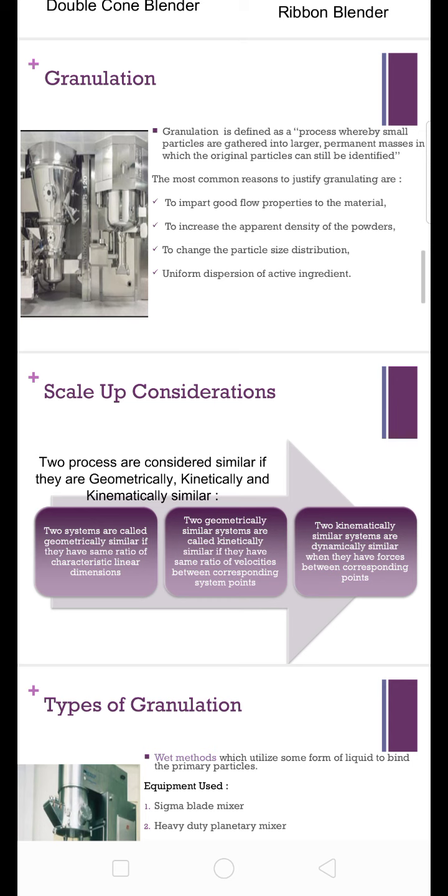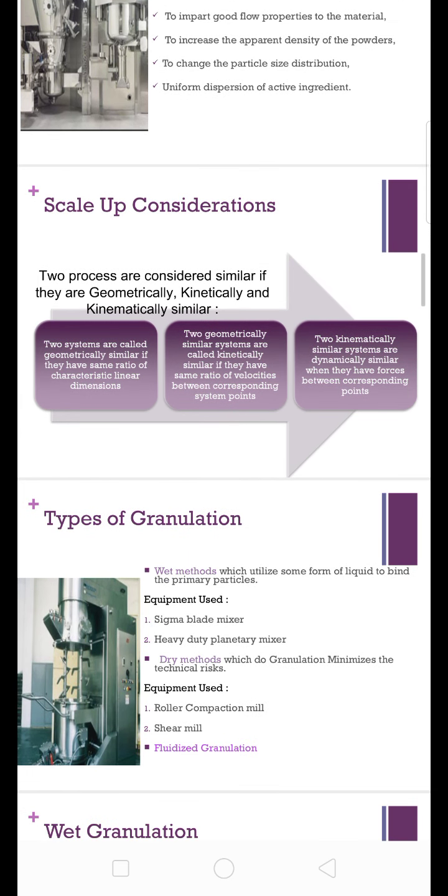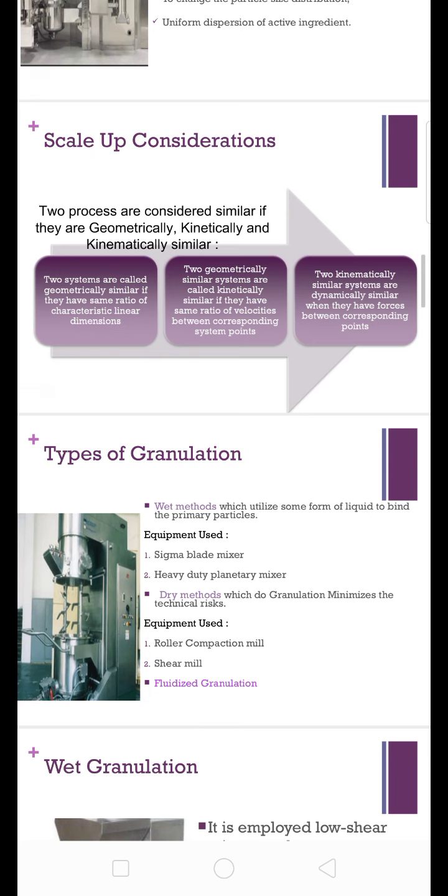Okay, now our main point is scale up. Which type of scale up is required in the granulation technique? Two processes are considered similar if they are geometrically similar, kinetically similar and kinematically similar. Two systems are geometrically similar if they have the same ratio of characteristic linear dimensions. If the ratios of any dimensions are the same, then it's called geometrically similar.